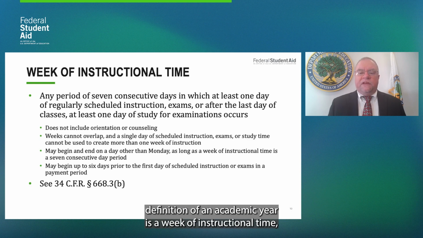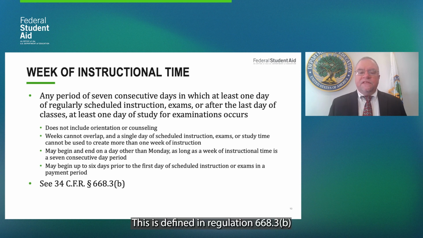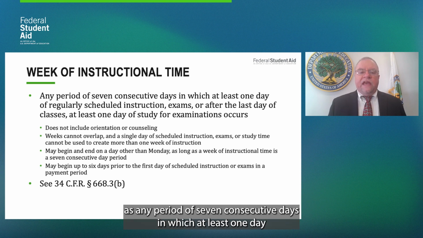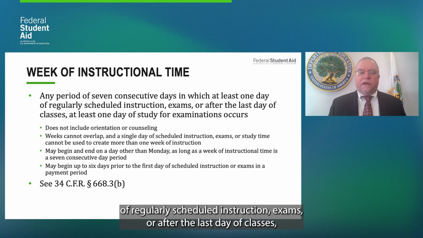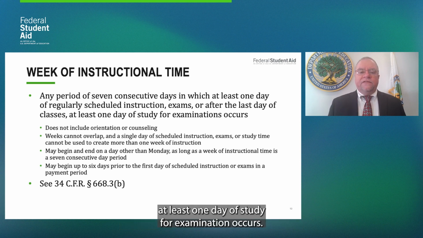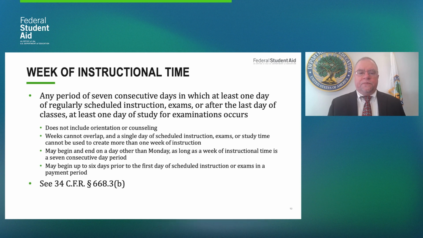One key component of the definition of an academic year is a week of instructional time, and it's very important to have a clear understanding of what constitutes a week of instructional time. This is defined in Regulation 668.3(b) as any period of 7 consecutive days in which at least one day of regularly scheduled instruction, exams, or, after the last day of classes, at least one day of study for examination occurs. That is the regulatory definition.